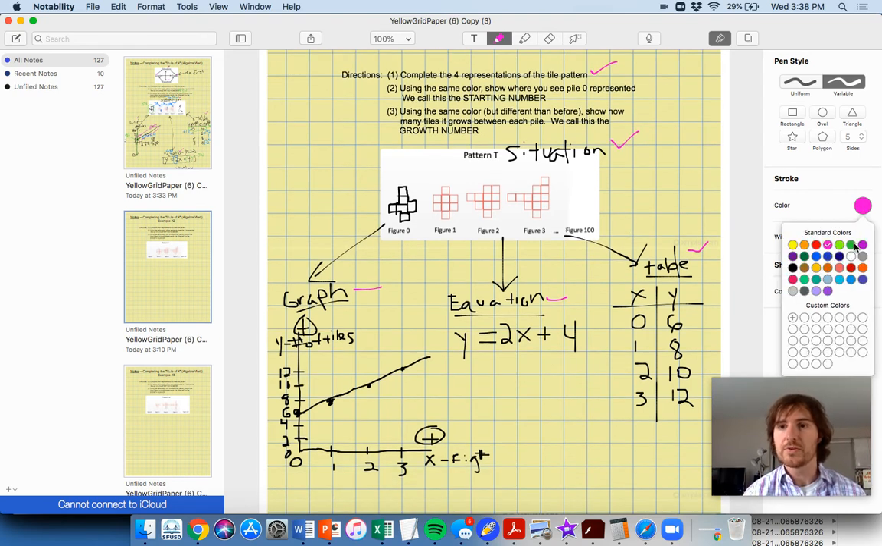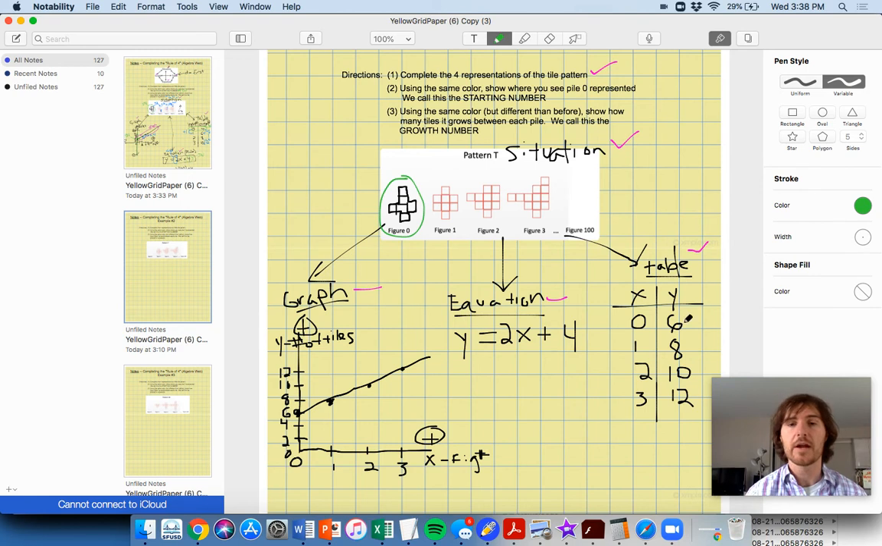Number 2, we will do that in green. We'll figure out where the starting number is in each representation, okay? Figure 0, that's easy. That's where our starting number is, this figure right here. Graph, where's our starting number? Well, it's where figure 0 is. Figure 0 is the x value, so I'm going to go to 0 for the x value, and I'm going to go up to 6 because that's where it looks like my graph is hitting right here. There is my starting number.